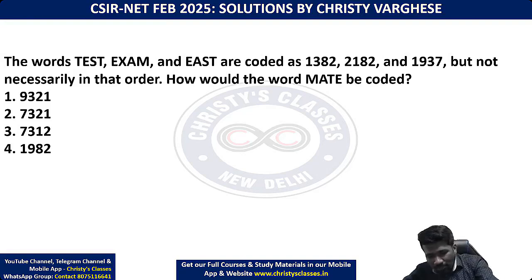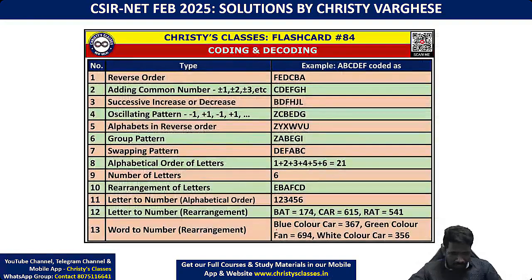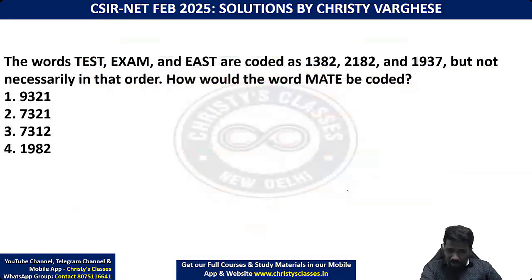Okay, I'll explain. So this question is a variation of this type of question. In this flashcard, I have given this letter to number and number to word rearrangement. For example, bat, car, rat. Here, in all the three cases A is there. So the only digit that is present in all the three numbers is 1. So A is 1. Order can differ, but A is 1. Not exactly like that. Here it is a variation of that.